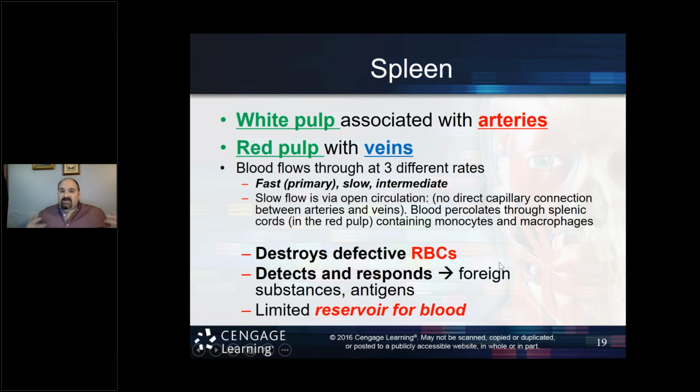So it's important to note that there are these cells present that have immune function that are also present in the spleen, like I said to you that they were present in the lymph nodes. They can react and perform immunosurveillance. It destroys defective red blood cells, erythrocytes, which last about 110 days, detects and responds to foreign substances, antigens, and again, it's a reservoir for blood. And if it's swollen, then there's more blood present within, and that can be dangerous.